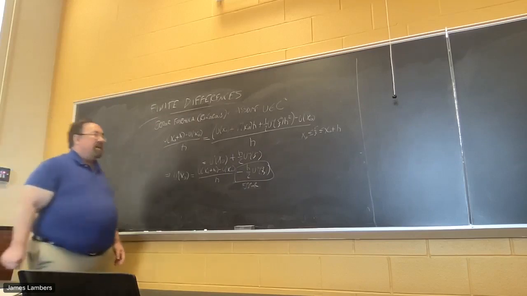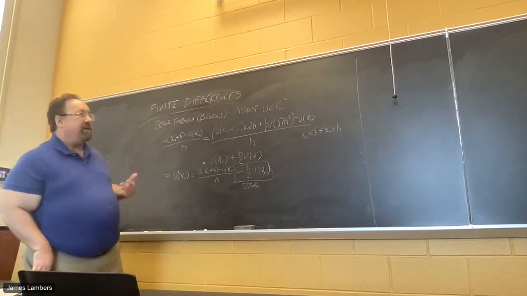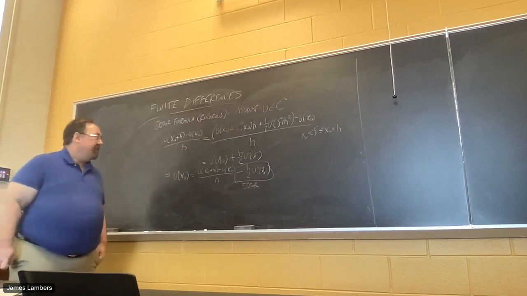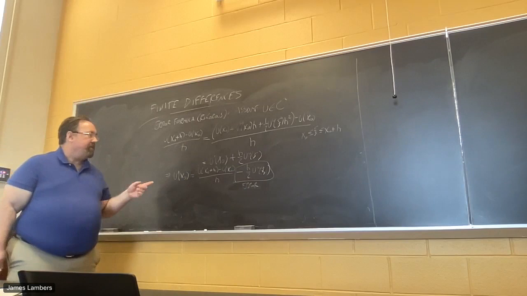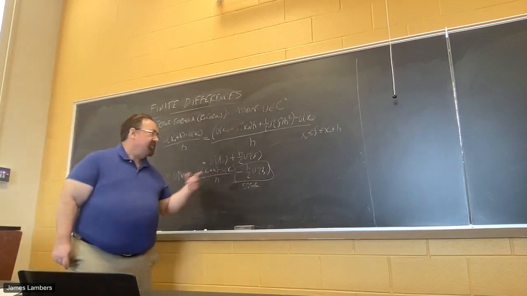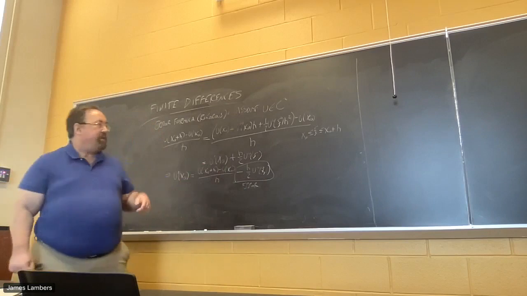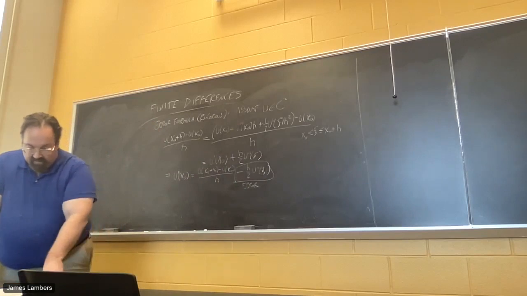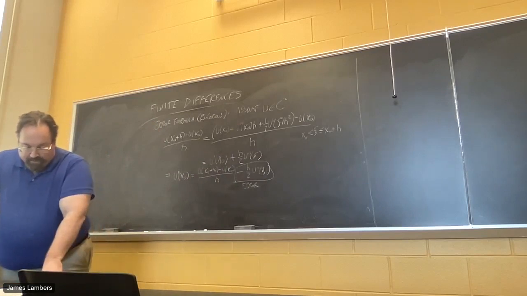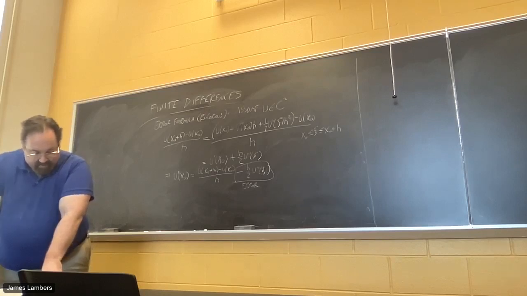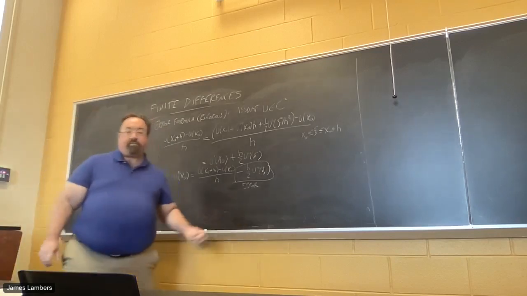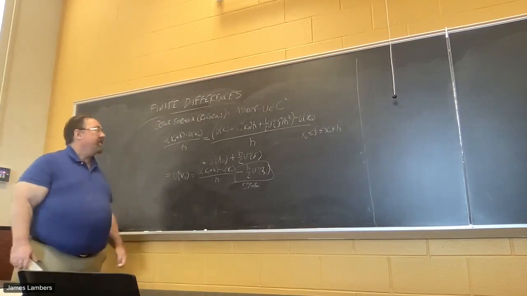Which is not great. As h goes to 0, you expect the error to go to 0, but you'd like to have the error go to 0 quickly. And this is not very quick. It's linear. For a backward difference, I would get plus h over 2 u double prime at a point between x naught and x naught minus h. Questions about any of this?